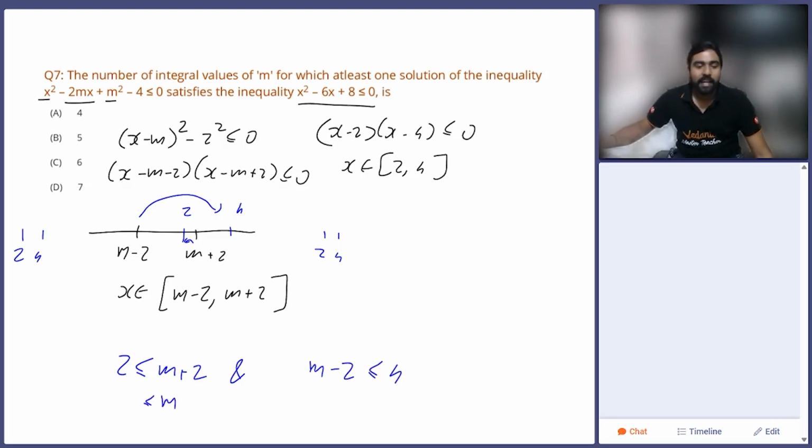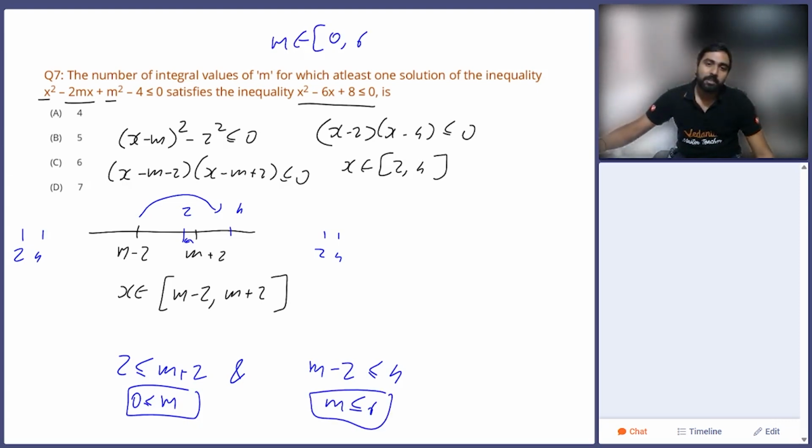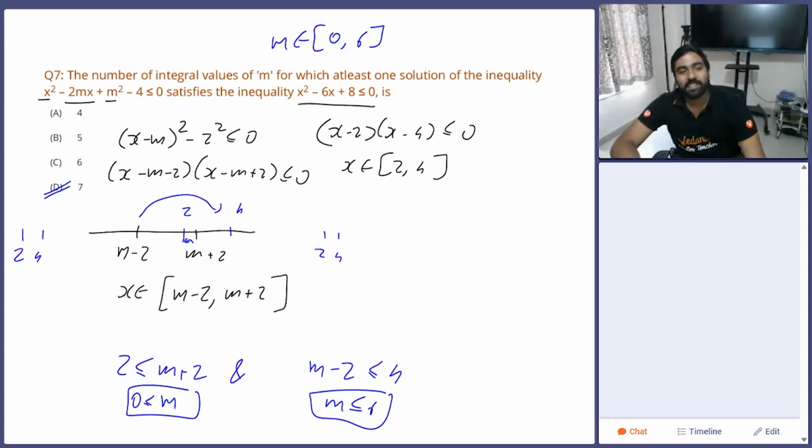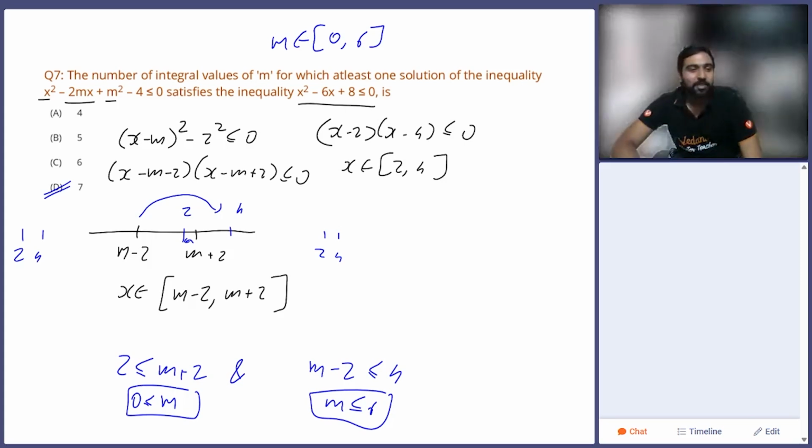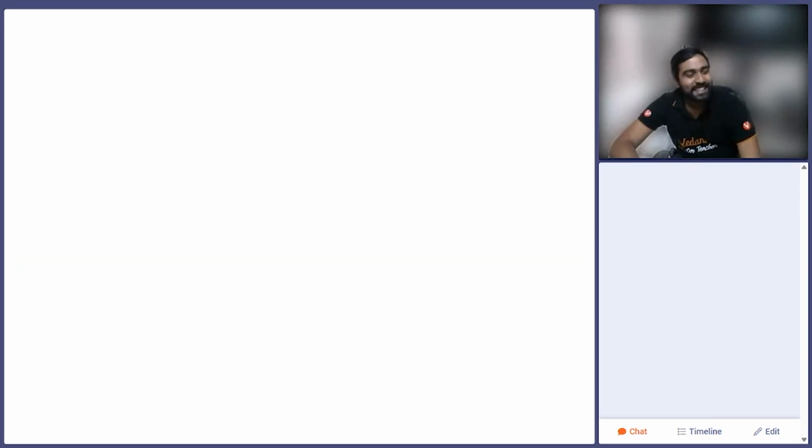So I have m should be greater than or equal to 0 and m should be less than or equal to 6. Meaning, m belongs to [0, 6]. So what are the values of m? 0, 1, 2, 3, 4, 5, 6. That's a total of 7 integral values we can get. And the answer for question number 7 is 7.